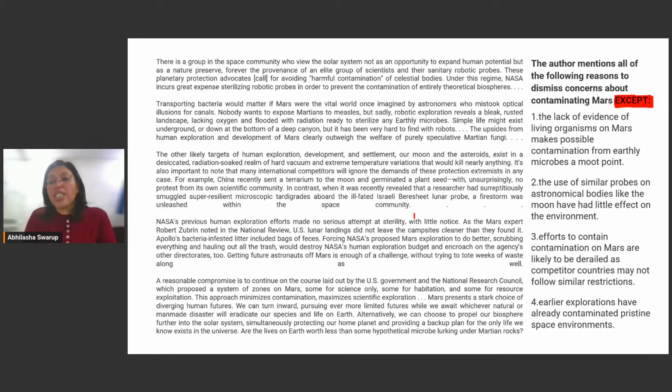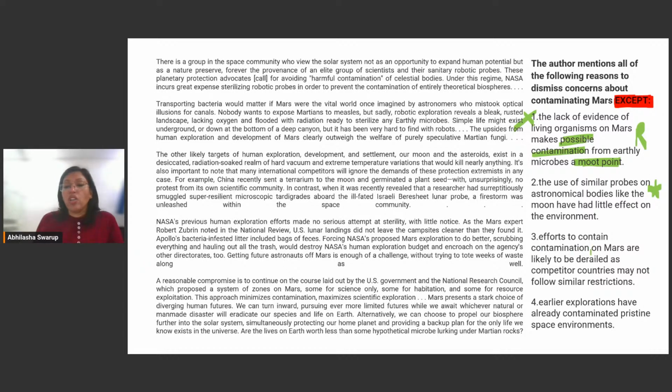So option number 1 says the lack of evidence of living organisms on Mars makes possible contamination from earthly microbes a moot point. If there is no evidence that there are living organisms, then what is the point of worrying about possible contamination? So it's moot. So yes, this is a reason for dismissing. So that means this cannot be an answer. I'll eliminate. The use of similar probes on astronomical bodies like the moon have had little effect on the environment. Well, this was really not mentioned as a reason to dismiss concern. So I'm going to put a star on this and wait.